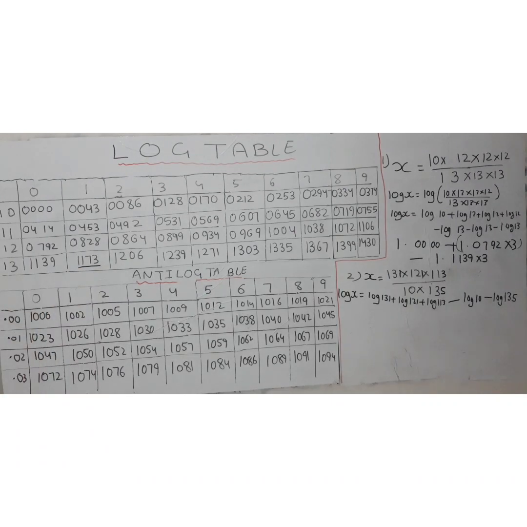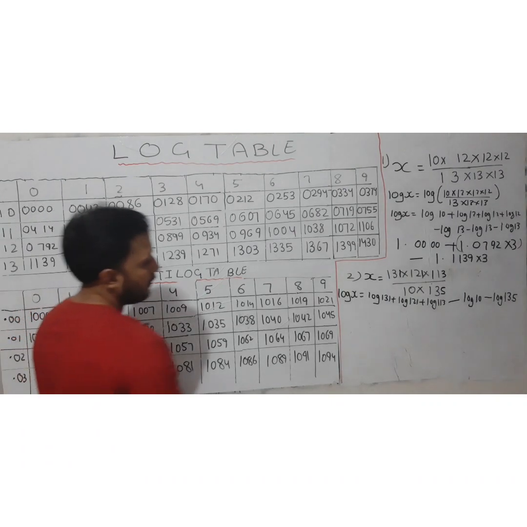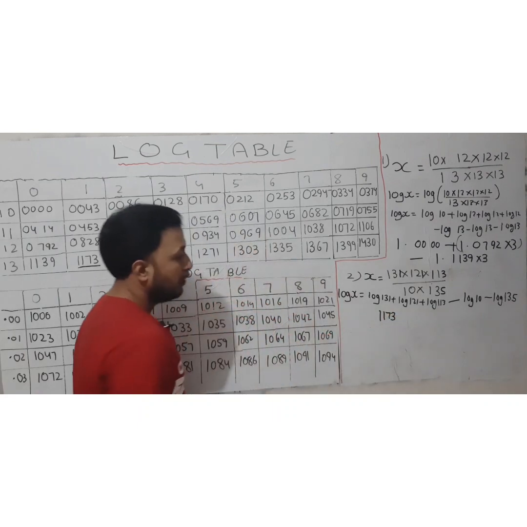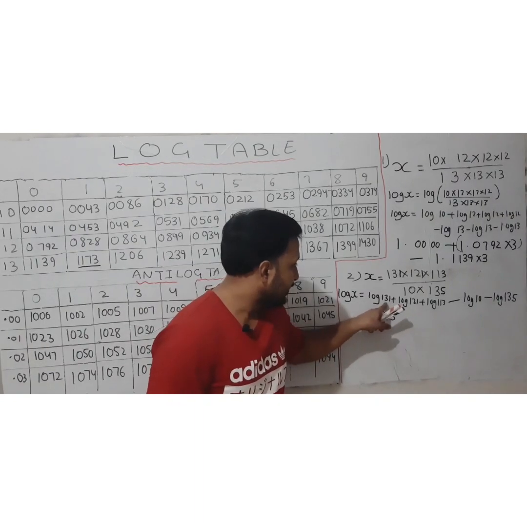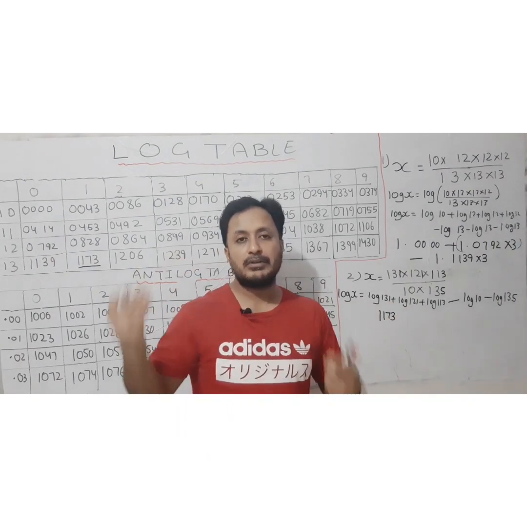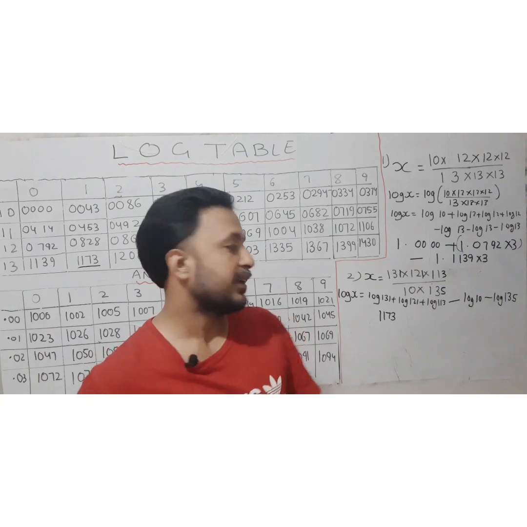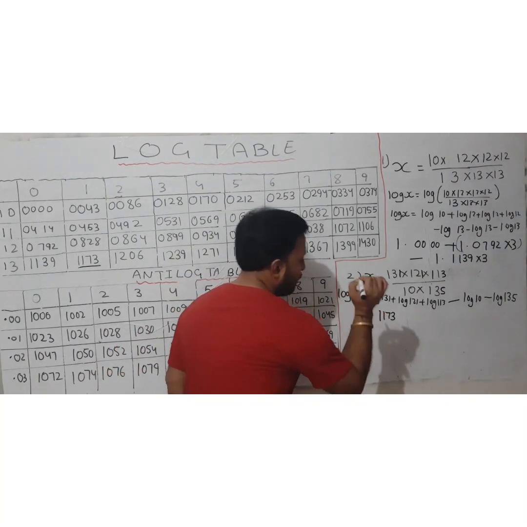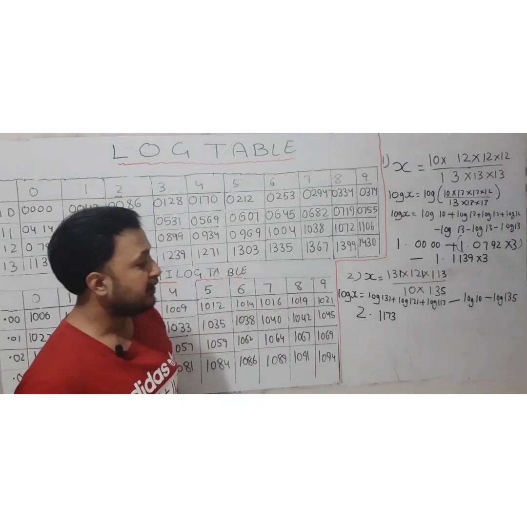You can see that 1173. So I will be writing 1173. Now, important term, how many digits are there? 3. So 3 minus 1, because whatever the number of digits, from that 1 should be subtracted. 3 minus 1 will be 2, and then you put a decimal, so it becomes 2.1173.